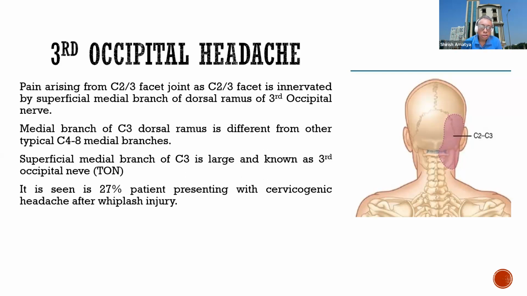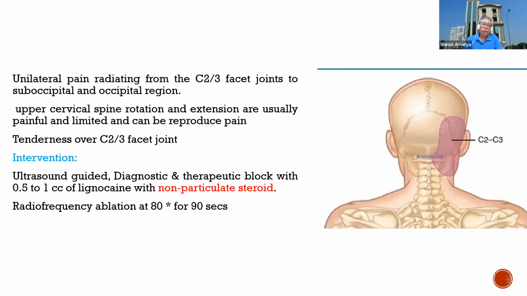And third occipital neuralgia is common in case of C2-3 facet pathology, or if this third occipital nerve gets entrapped in this area. It is most common in whiplash injury, as well as one of the most common causes of cervicogenic headache. So in case of cervicogenic headache, or in case of this C2-3 facet joint problem, the patient usually complains of unilateral pain radiating from the C2-3 facet joint and in the suboccipital region. And we can also appreciate tenderness when we palpate this C2-3 facet joint.